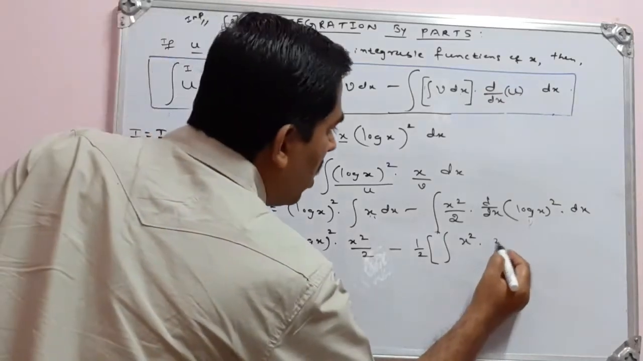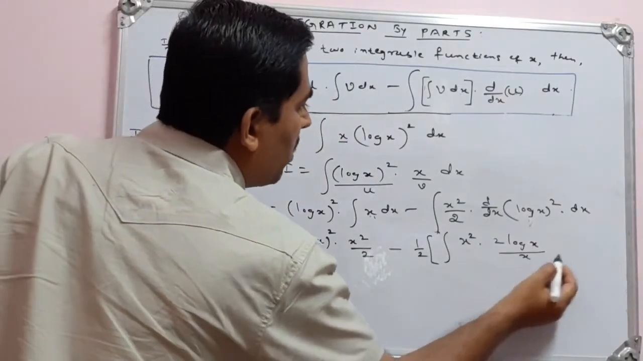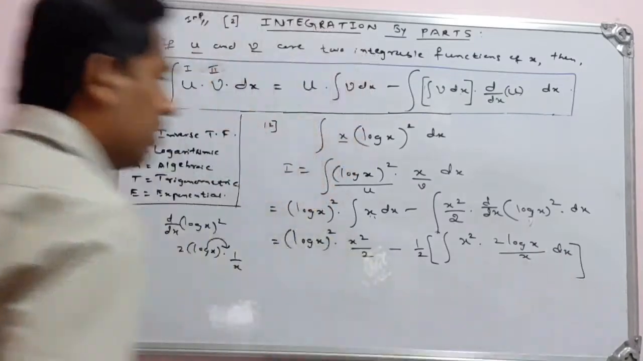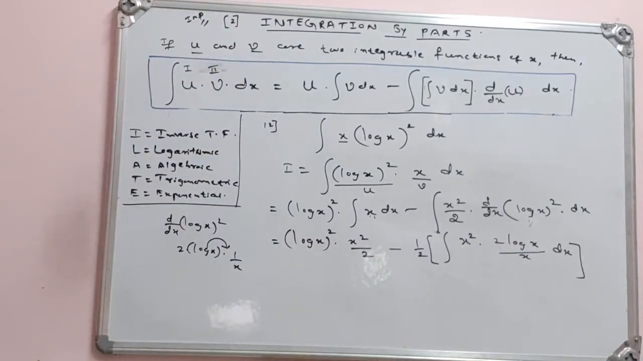So what I have to write? I have to write 2 log x divided by x with respect to x. So let me close the bracket. So this is derivative of log x whole square. That is 2 log x into derivative of log x, which is 1 by x.